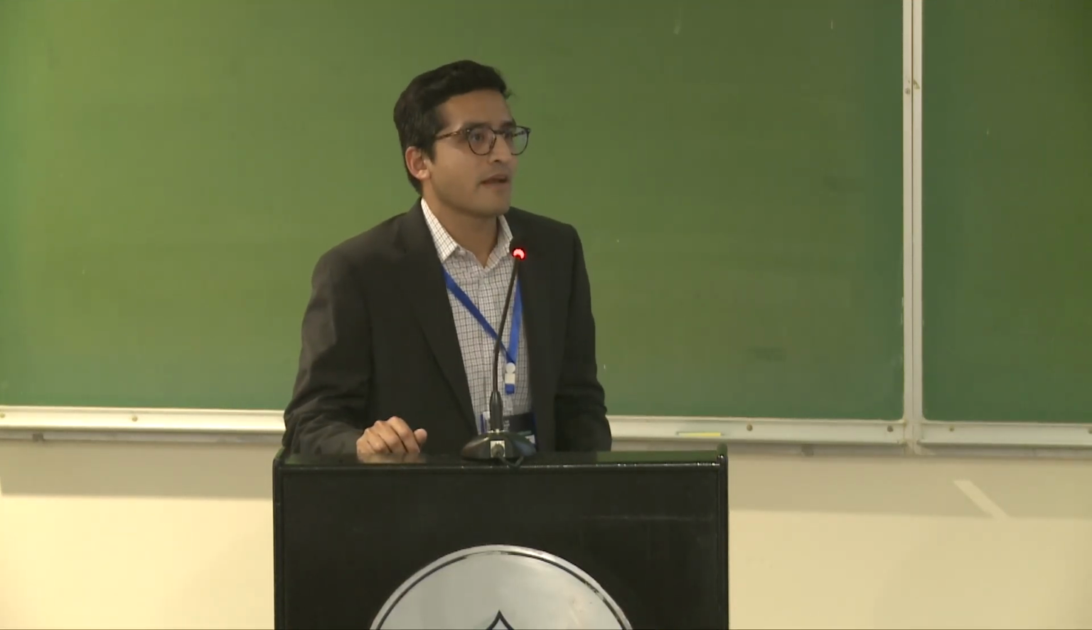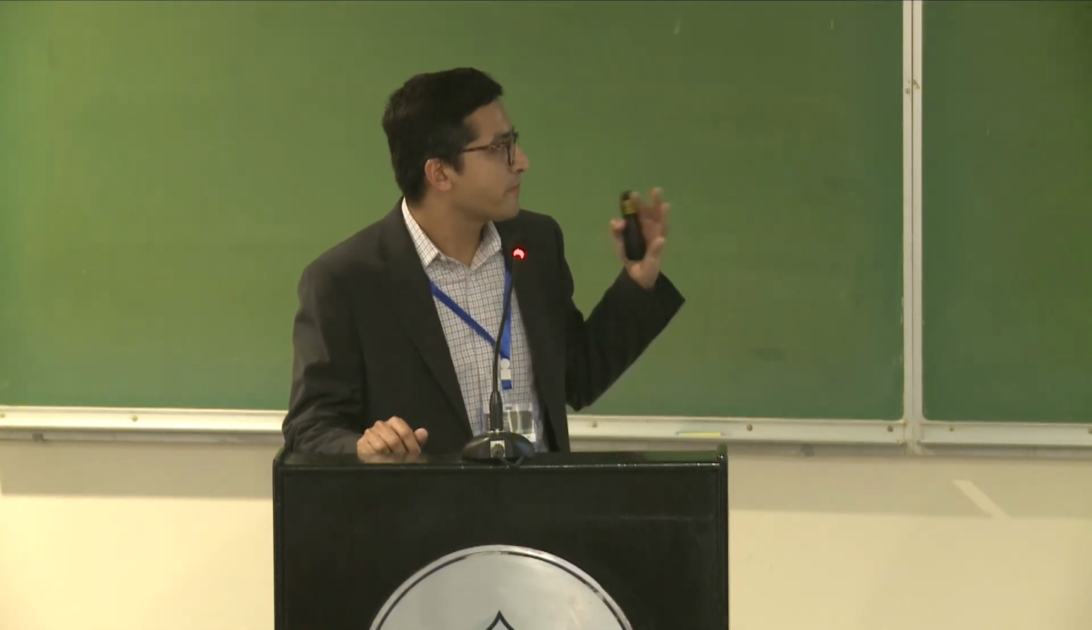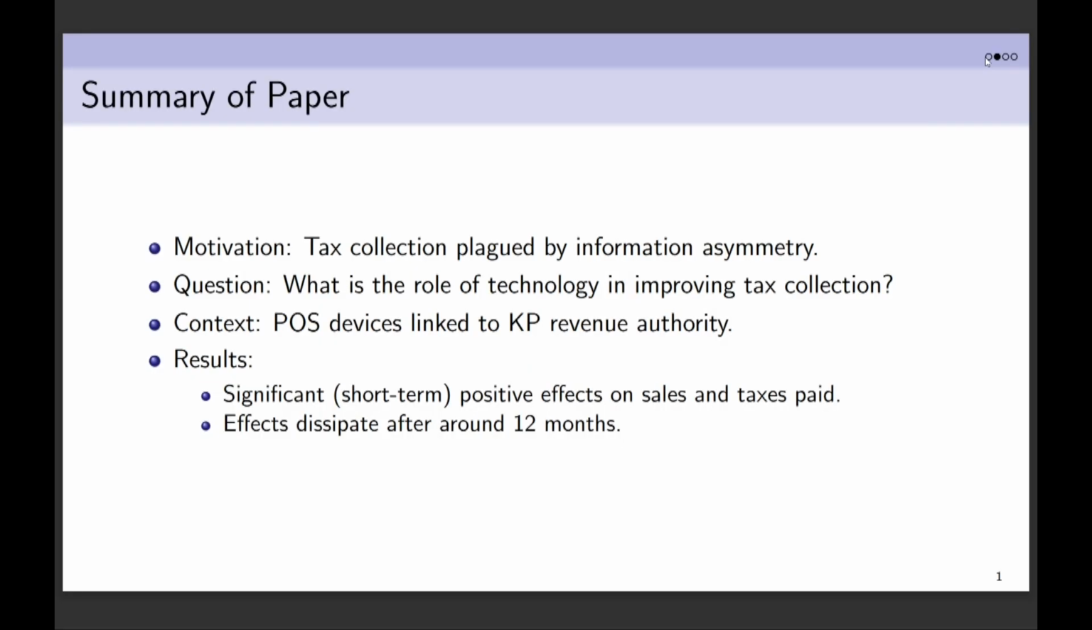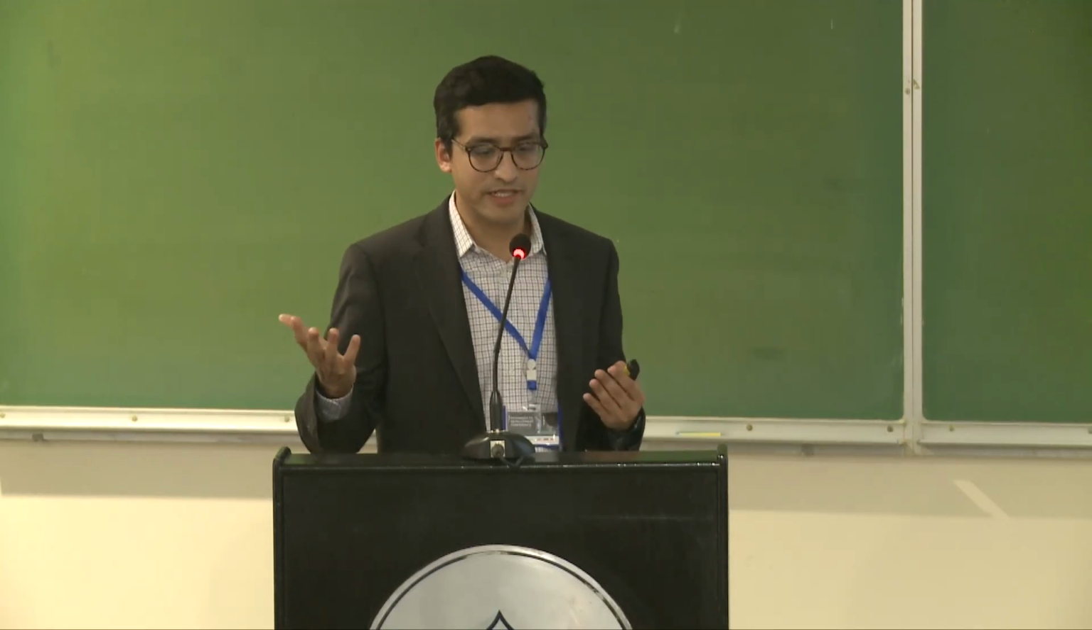So I'm just going to quickly summarize the paper. Four big buckets, the way I read the slides. Motivation: you have tax collection that's plagued by information asymmetry. So then the research question is, broadly speaking, what is the role of technology, in this case the EPOS devices, in improving tax collection?